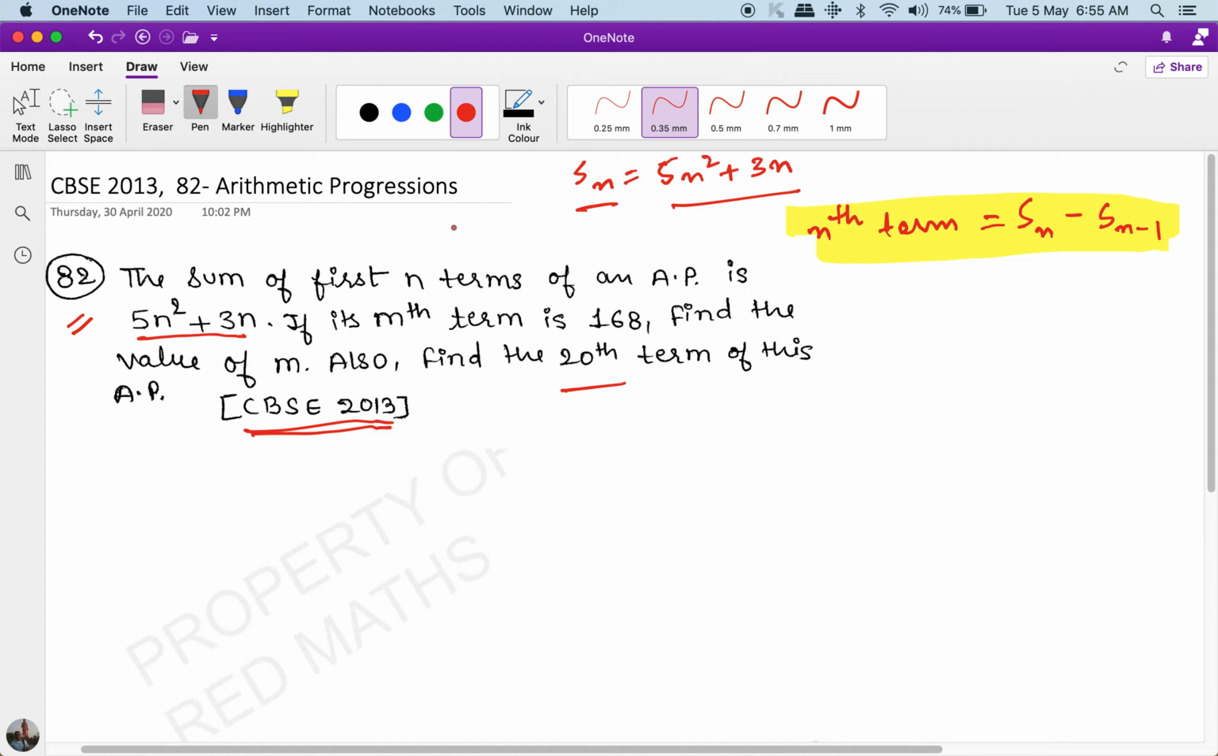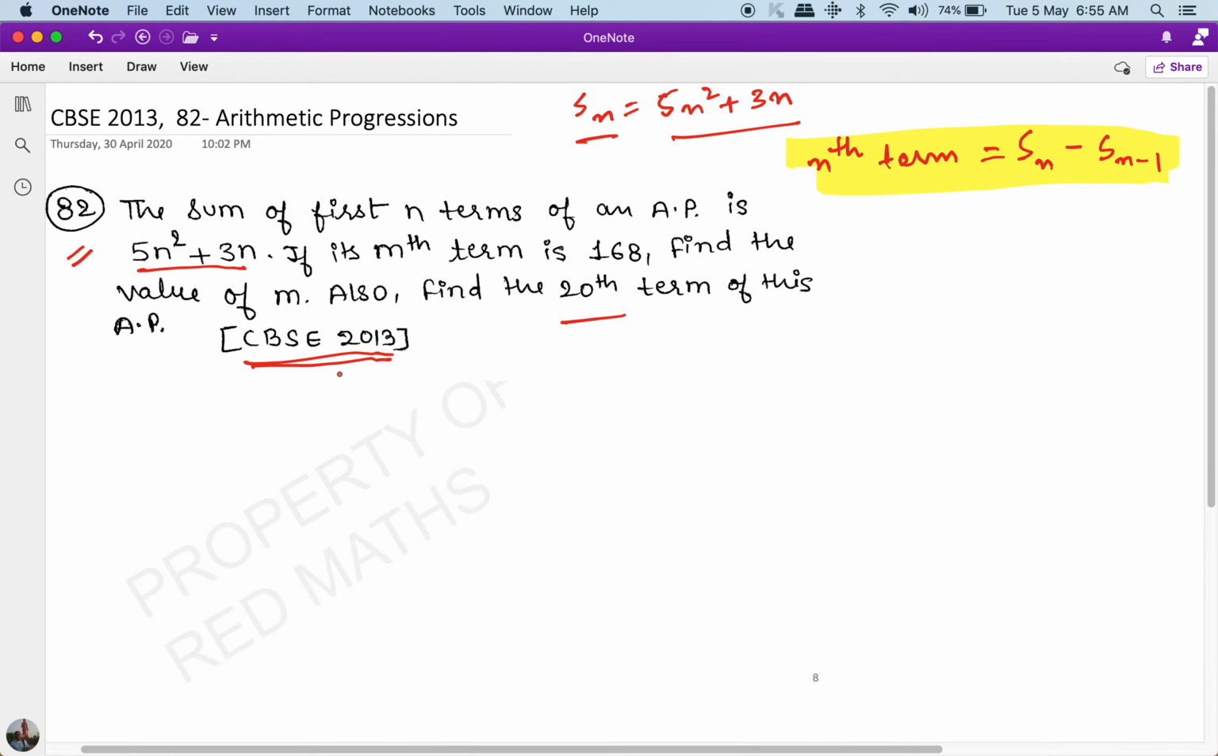Now the question becomes very simple, because we have to find the nth term. So the first thing that we have to do here is put down: nth term is equal to S of n minus S of n minus 1.